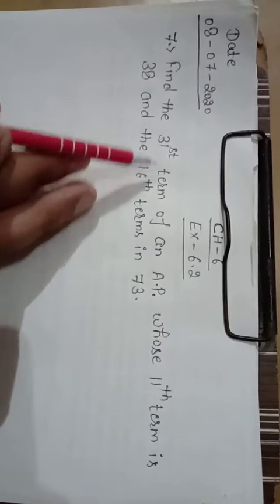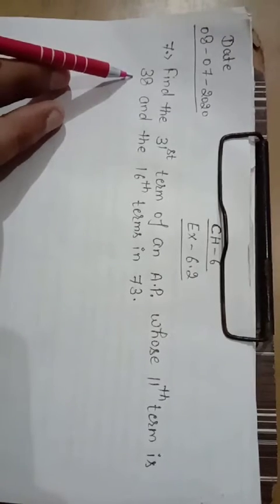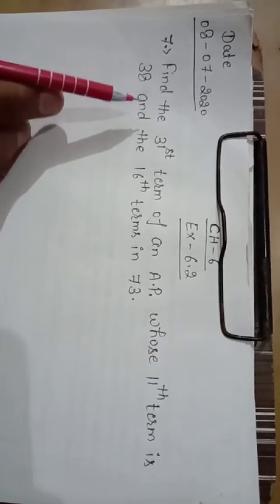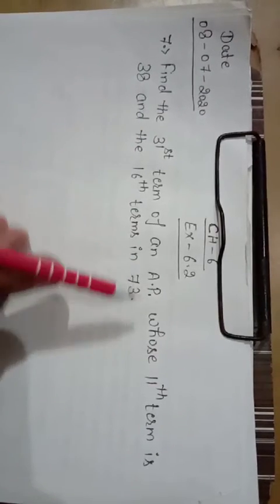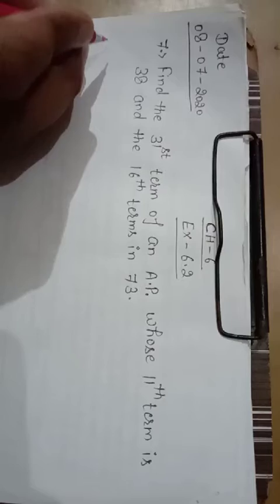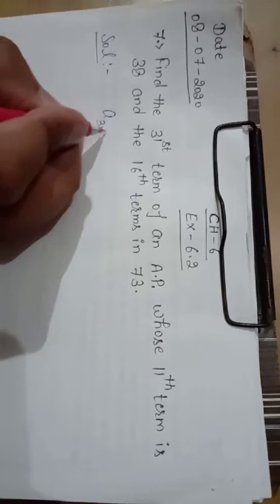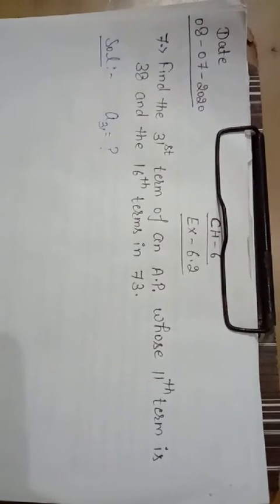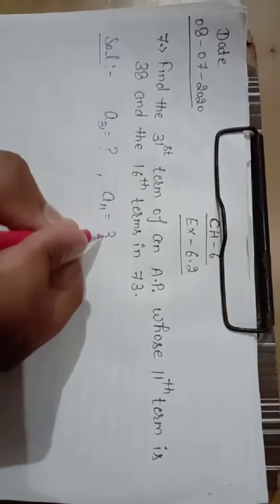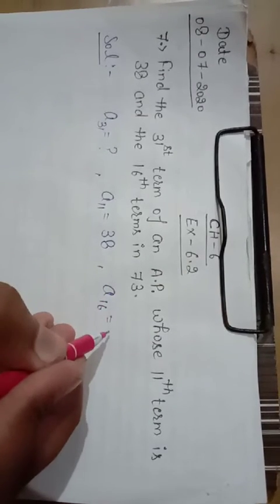Find the 31st term of an AP whose 11th term is 38 and 16th term is 73. Students, we find the 31st term, it means we find A31. We are given the 11th term, so A11 equals 38, and the 16th term, so A16 equals 73.